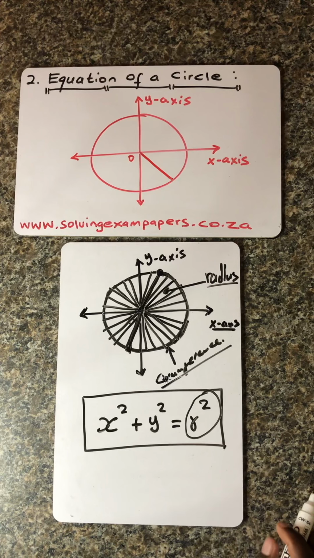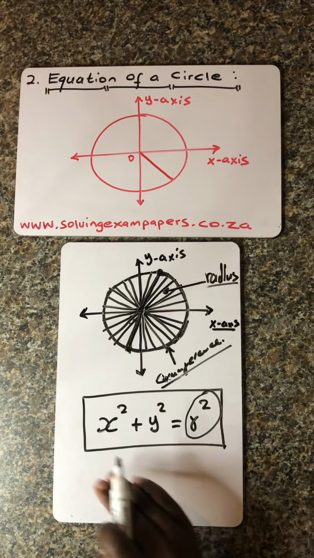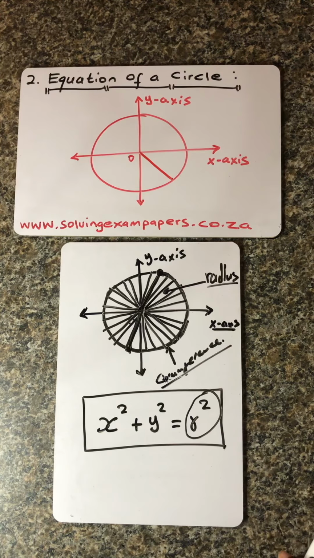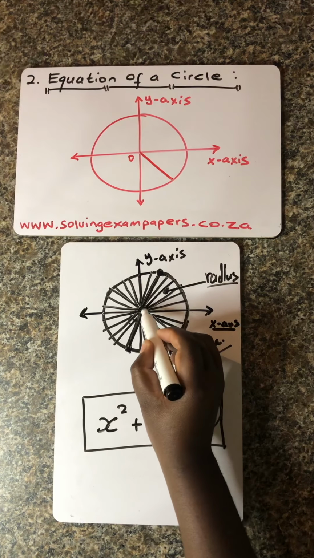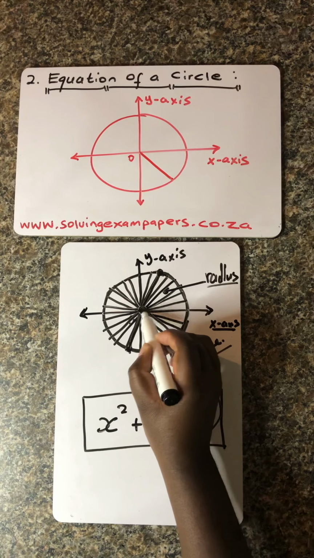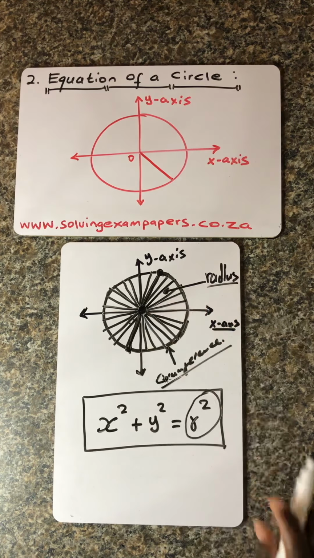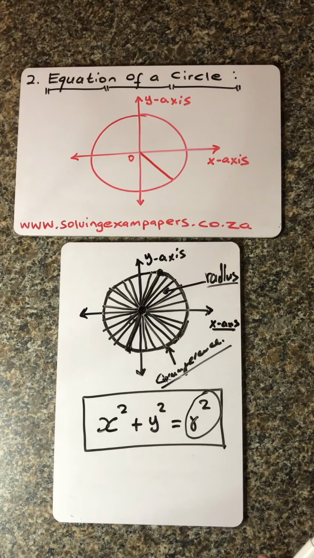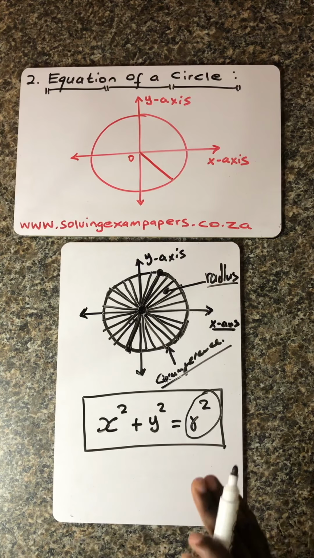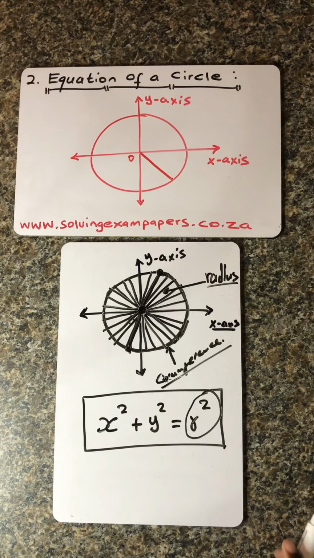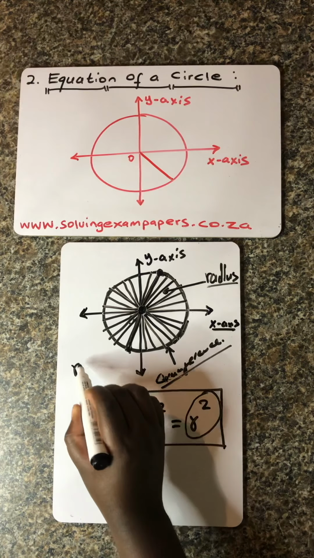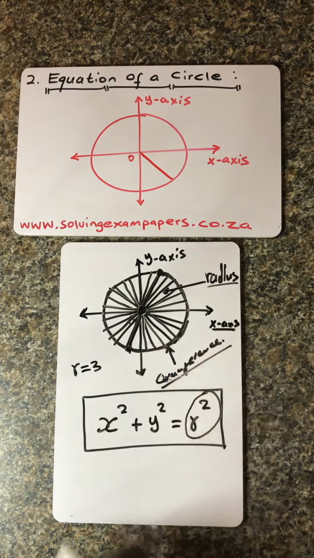Okay, the question now continues. Remember, they said determine an equation of the circle with the center at the origin. So let's just refer to that circle that I've drawn there because it has the center at the origin. It continues, and a radius of 3 units. So that means we've got the radius, which is 3 units.